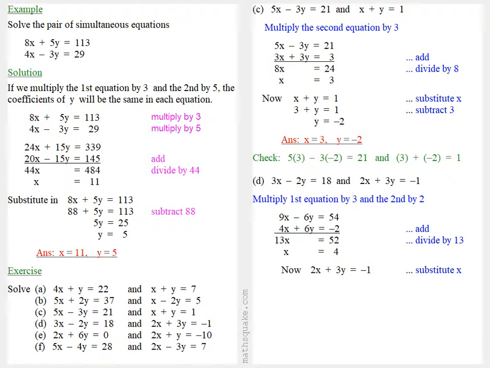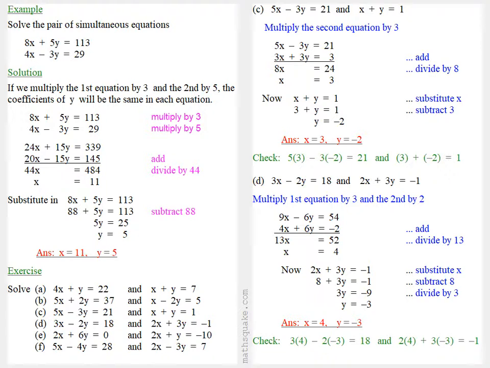Now if we substitute that in one of the equations, say 2x plus 3y equals minus 1, we have 2 times 4, which is 8, plus 3y equals minus 1. If we subtract the 8, we have 3y equals minus 9, and if we divide by 3, y equals minus 3. So our solution is x equals 4, y equals minus 3. We can substitute those in the original equation and check that they are the right answers.